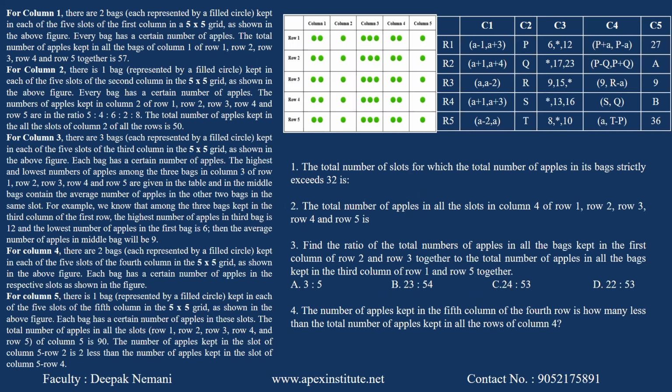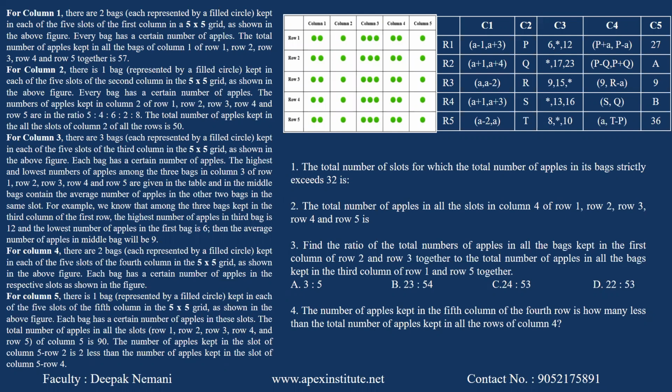So for each column, there are two bags in column 1, and each of the 5 slots of the first column in the 5 by 5 grid as shown in the above figure. Every bag has a certain number of apples. The total number of apples in all the bags in column 1 of row 1, row 2, row 3, row 4, row 5 together is 57. So from which you can find the value of A.